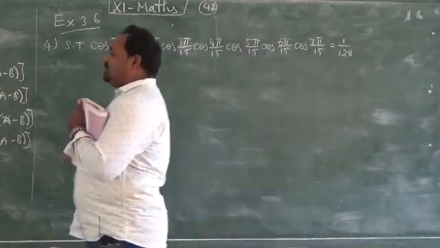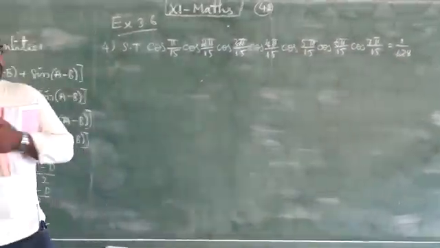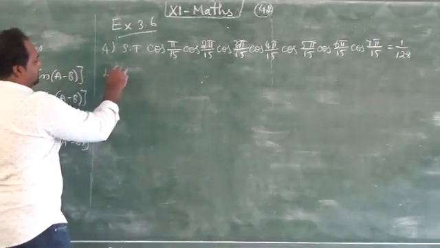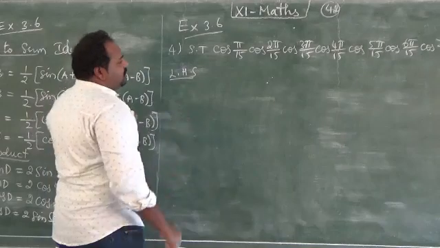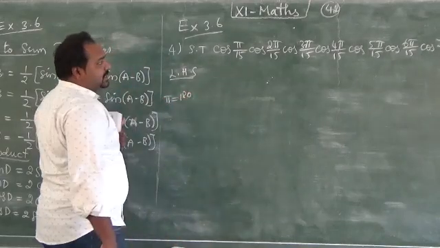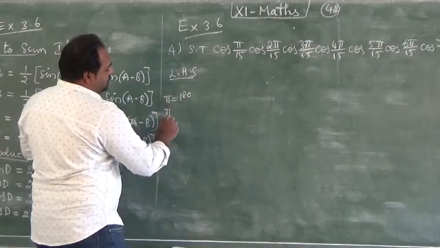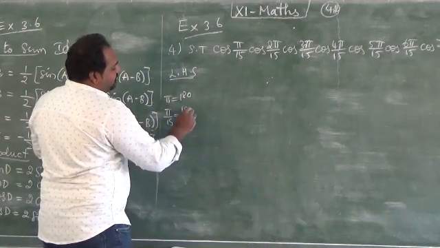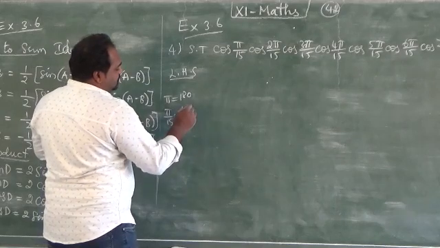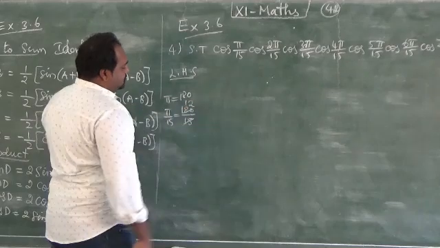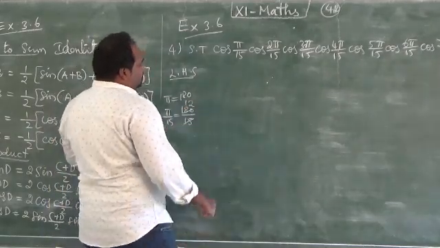LHS equal to RHS. Look at the LHS side. I am going to take the LHS side to prove the RHS. Before that, we know the value of pi, isn't it? Pi is 180 degrees. So pi by 15 can be written as 180 by 15. If I cancel, 15 goes into 180 twelve times.